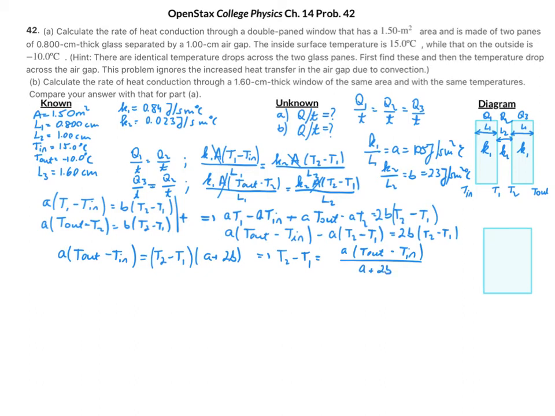All right, so now that I have that temperature, I can use this equation to find the Q. All Q's are the same, so I can just find this one and say that it's equal to all the others. So Q over t then is K2 A times T2 minus T1, I'm going to plug that in a little bit. So K2 A over L2, and T2 minus T1 is A times T out minus T in divided by A plus 2B.